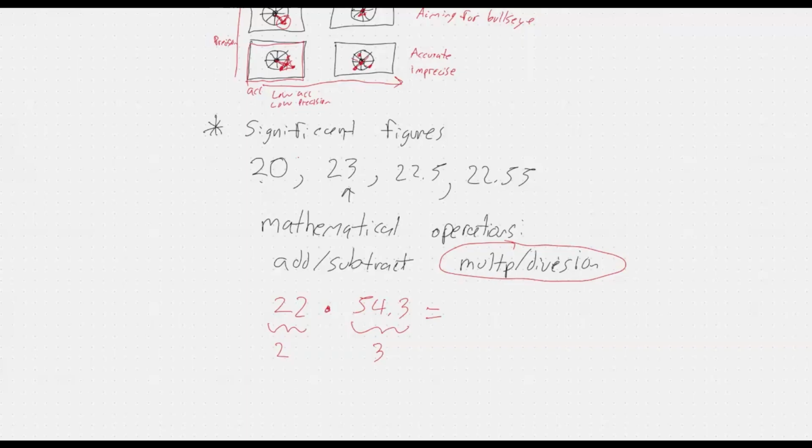So if we do this multiplication, we would see that 22 times 54.3 is equal to 1,194.6. But I can only keep two significant figures, so I should report the answer to this operation as 1,200, whatever the units are, where we round the significant figure based on what comes to the right of it.